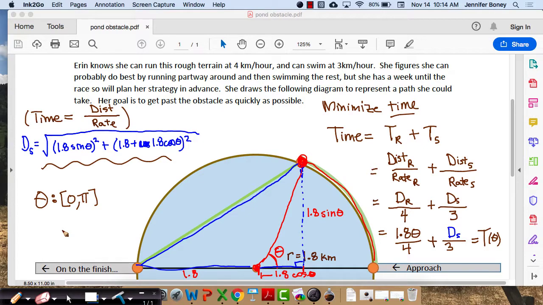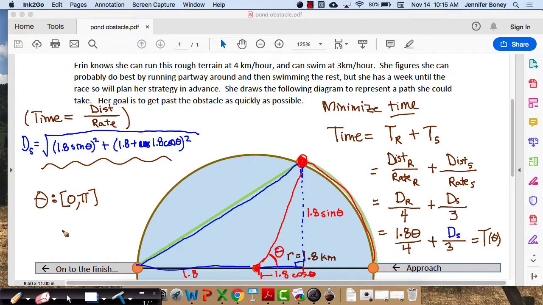So we have this time function. The reason we wrote time, we're trying to minimize the time that she spends getting past this obstacle because she wants to win the race or get her best time or whatever. So we have time based on the two different speeds, so we separated into two parts, time running and time swimming, and related those time expressions to distances and rates, which rates were given in the problem, distances we can compute or express using trigonometry and mystery angle, but the angle is the thing that we can vary here.